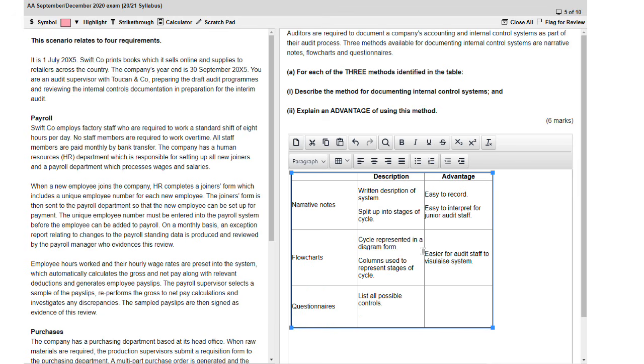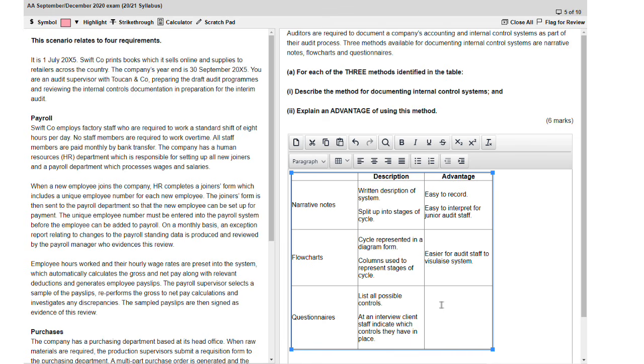And then the point is that at an interview, client staff indicate which controls they have in place. Again, an advantage is you don't need much training to read out a list of questions. So actually it's fairly easy for junior staff to just list the questions out.